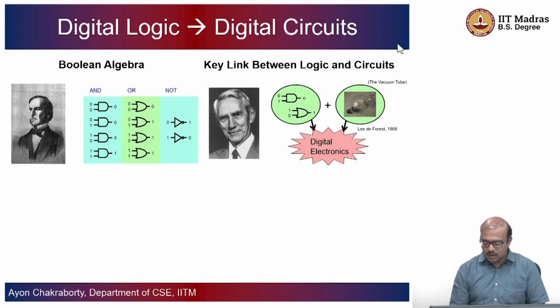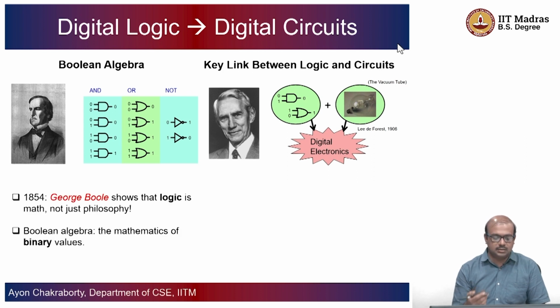logic, right? And so it was shown that you can actually do maths using this logic, which is typically called Boolean algebra, which was introduced in 1854 by George Boole. And this is basically the mathematics of these binary values. Okay, so all these values are going to take these two states. And that was way back in the 1800s, so 1854.